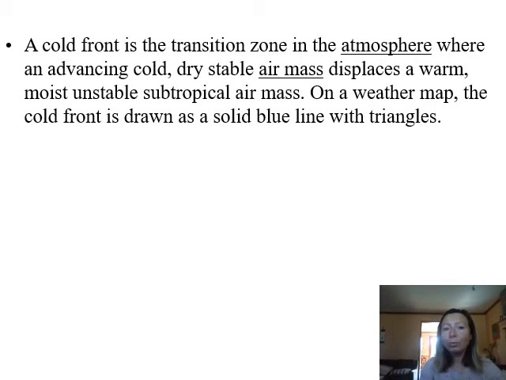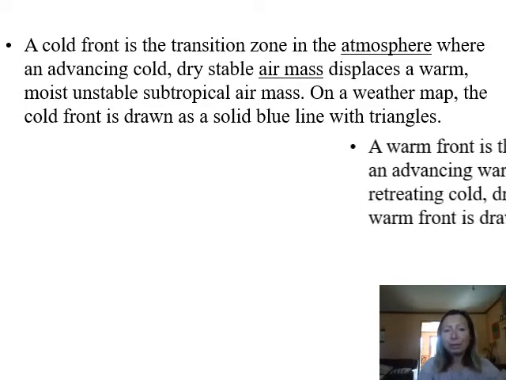Fronts can be cold or warm. A cold front is a transition zone in the atmosphere where an advancing cold, dry, stable air mass displaces a warm, moist, unstable subtropical air mass. On a weather map, the cold front is drawn as a solid blue line with blue triangles.